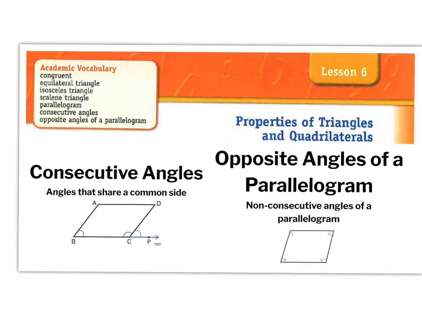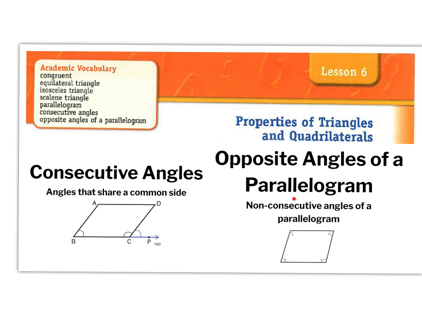Consecutive angles. These are angles that share a common side. So for example, here's one side. So C and D are consecutive. They share a side. Okay. But also B and C share a side. So angle B has the same side as this side for C.